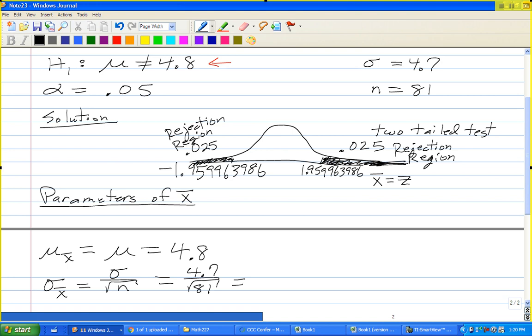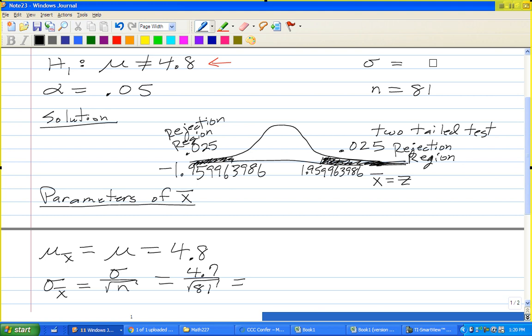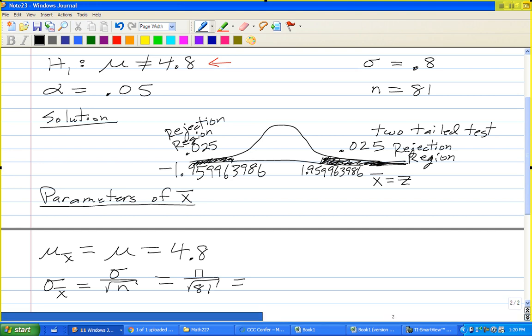And so, actually, I wrote this wrong. I wrote it wrong. It's 0.8. That was a typo. And so the population standard deviation is 0.8. And so if I do that, I get 0.08. A bunch of 8s there.